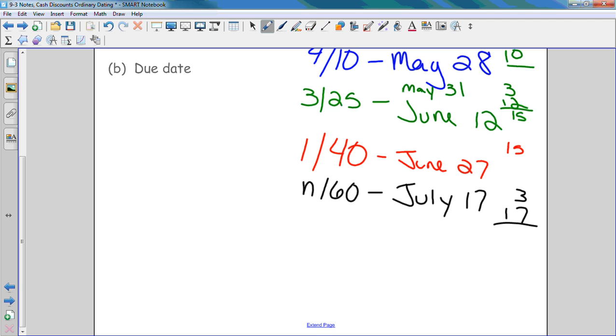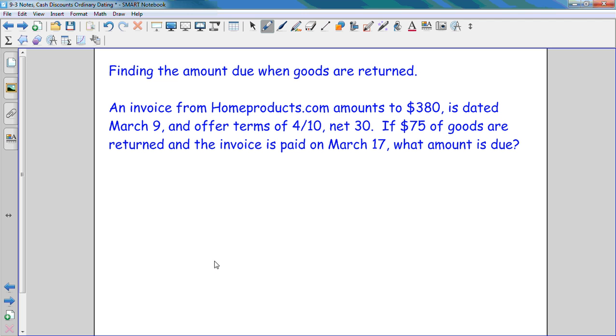So the due date, this is part B, I did part B. Due date is July 17th. The biggest thing is you have to memorize the dates. Okay? You have to memorize the dates. Last one. Now this example is in your book. You don't have to write it down if you don't want to. But if you want to write it down, that's fine.